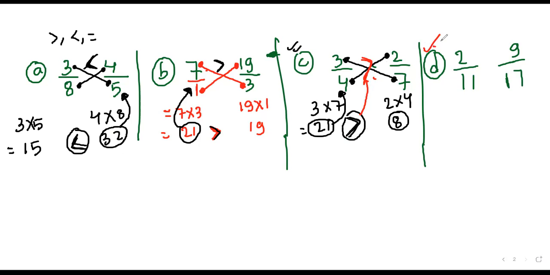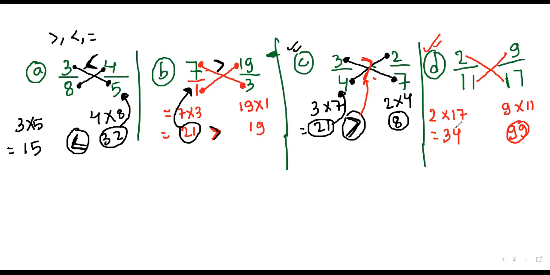Come to the last question, the D. 2 over 11 and 9 over 17. Just apply the same thing, which is the cross one, right? And try to connect with the cross, right? And just write the numbers that are connected with the cross. So the first numbers are 2 and 17, which are connected through the cross. Thereafter 9 and 11, they are connected by the cross. So 17 times 2 is going to give you 34, and 9 times 11 is going to give you 99.